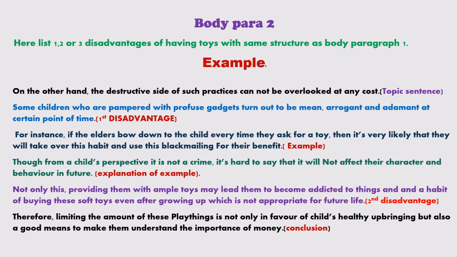And then I have given my first disadvantage, that they become adamant or arrogant, and then I have given example that if elders bow down to them, it becomes a habit for them to blackmail them for everything and whenever they need something. And then I have explained my example. As I was not able to explain my advantage, the key point, I am explaining my example so that I get the count of 6 to 7 statements of my body paragraph.